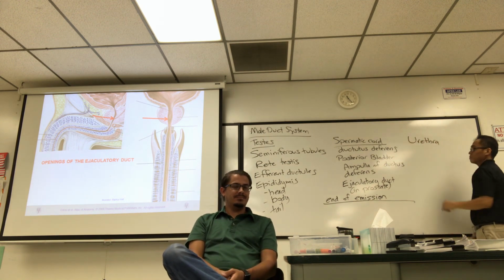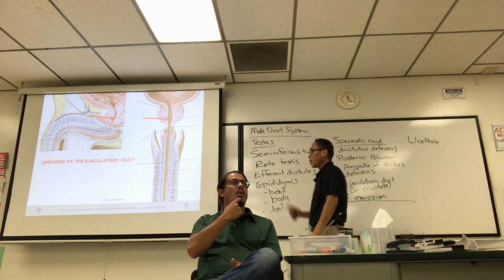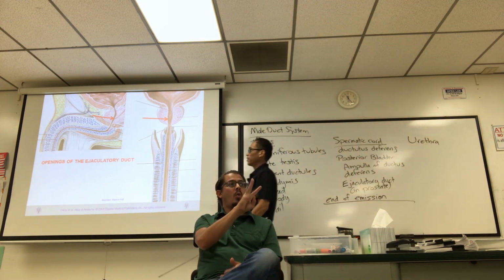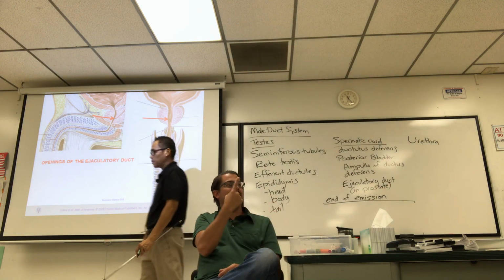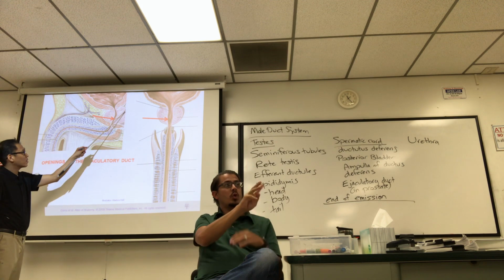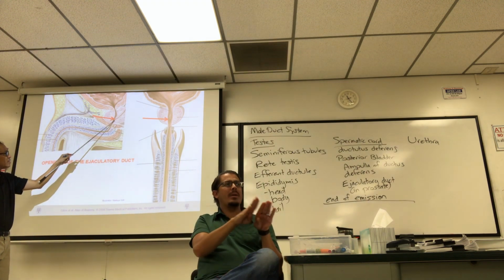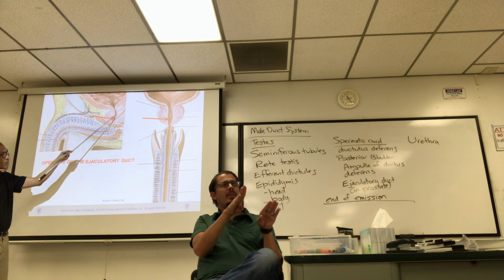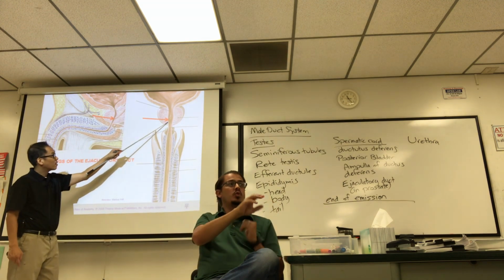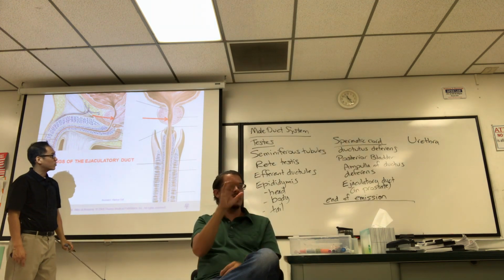So this slide, the red arrows are pointing to the openings of the ejaculatory duct into the urethra. So here's the ejaculatory duct, the little canal, or the little duct. Right where it opens, that's the opening of it into the urethra. So these little dots there, the little paired dots, those are the openings of the ejaculatory duct.